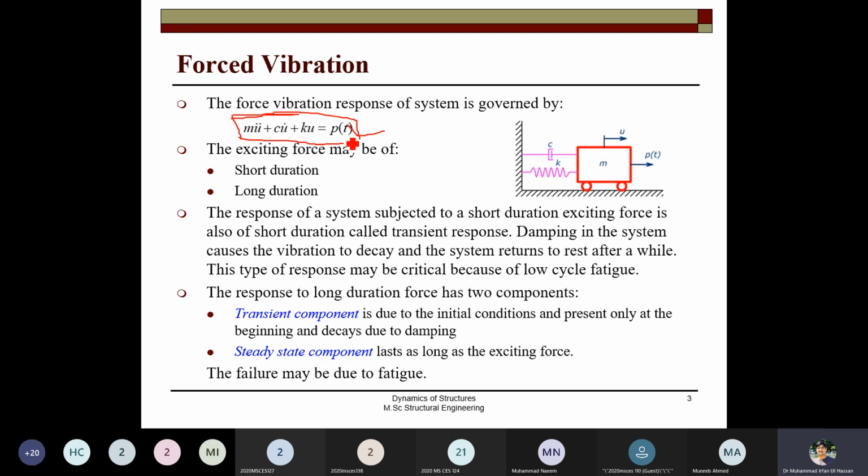called the transient response. Damping in the system causes the vibration to decay and the system returns to rest after a while. This type of response may be critical because of the low cycle fatigue. The response to the longer duration force has two components, transient response and steady state response. So if the force is acting for a longer time, there will not be only a single response of the system, but there will be two kinds of response of the system. One is a steady state response, and the other is a transient response.